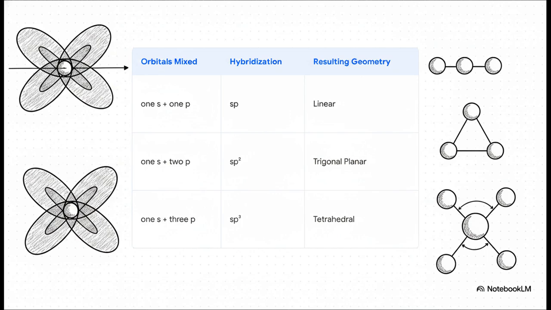If VSEPR tells you there are 2 electron domains, the atom undergoes sp hybridization to make 2 orbitals pointing 180 degrees apart. For 3 domains, it mixes 1 s and 2 p's to make 3 sp² hybrids in a perfect trigonal planar shape. And for our water molecule with its 4 electron domains, oxygen uses sp³ hybridization to create 4 tetrahedral orbitals. That perfectly explains that 104.5 degree angle we see in the real world.